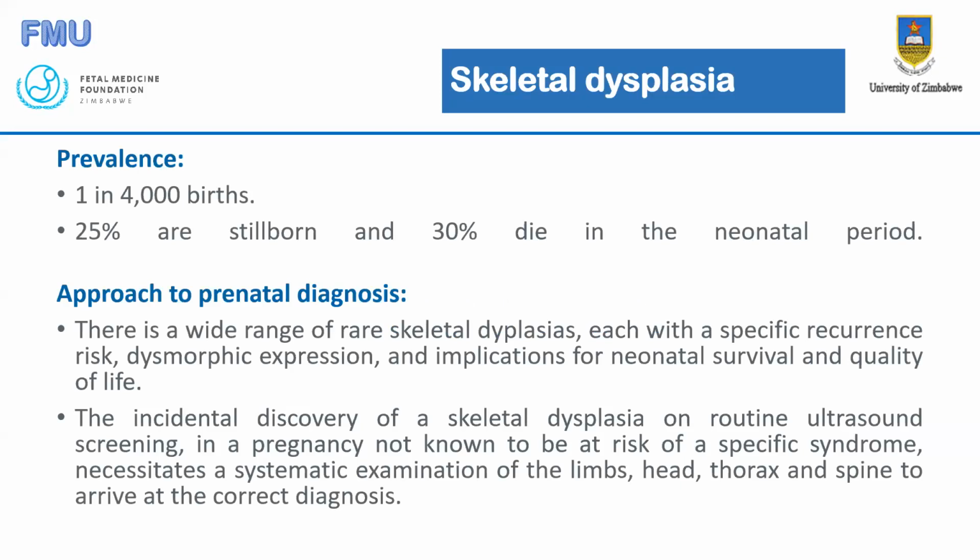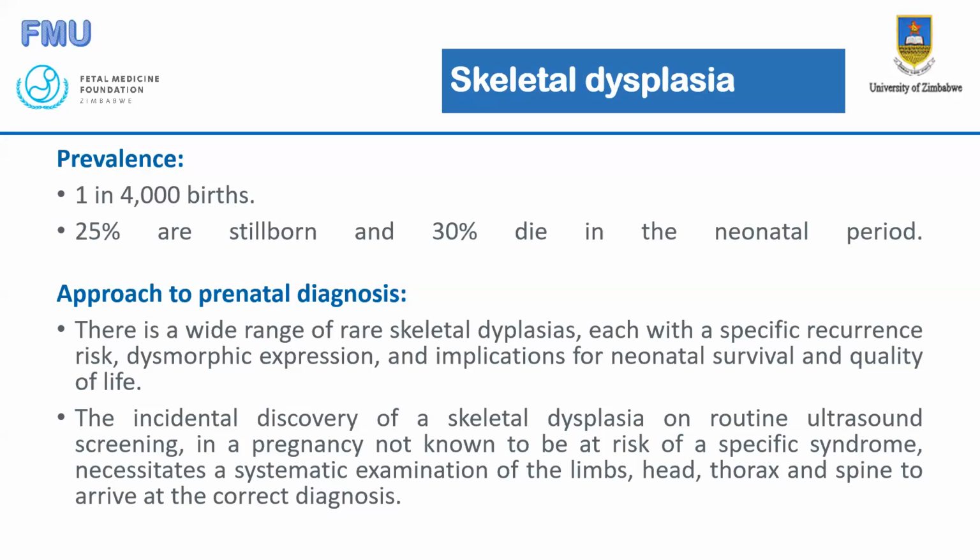When you say 1 in 4,000, in fetal medicine terms, that is a lot. We say it's a lot because, as an example, Zimbabwe delivers about 400,000 women a year. So if I say 1 in 4,000, that means you have a potential of having 400 cases, right? So this is how common these skeletal defects are. So do not think this is an uncommon occurrence. It is very common in fetal medicine terms.